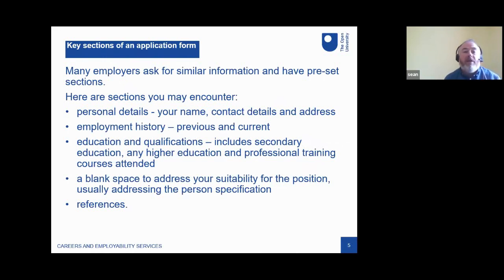And then the final section is usually references. If you are giving your references, make sure you've asked permission beforehand. If you're going to be applying for a lot of jobs in the coming weeks or months, it's a good idea to contact your referees. Just say to them that you're going to be sending applications to various employers, and just make sure that they're still okay with being included as your referee, and maybe even give them a wee update on what you've been doing, so they're more able to speak about your suitability for the role.